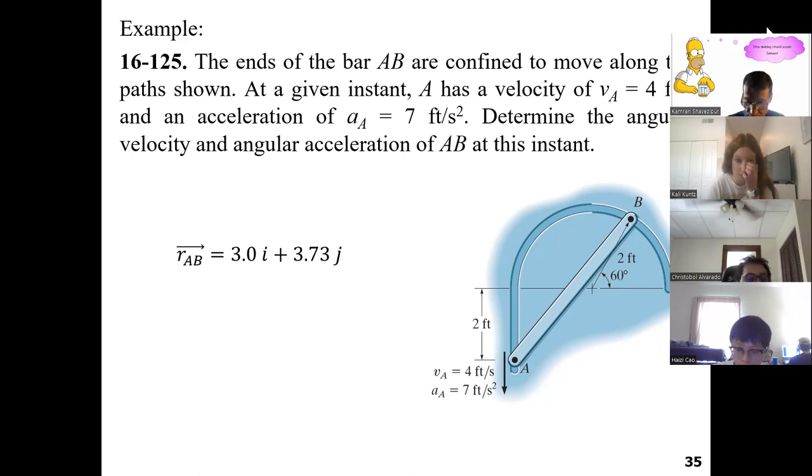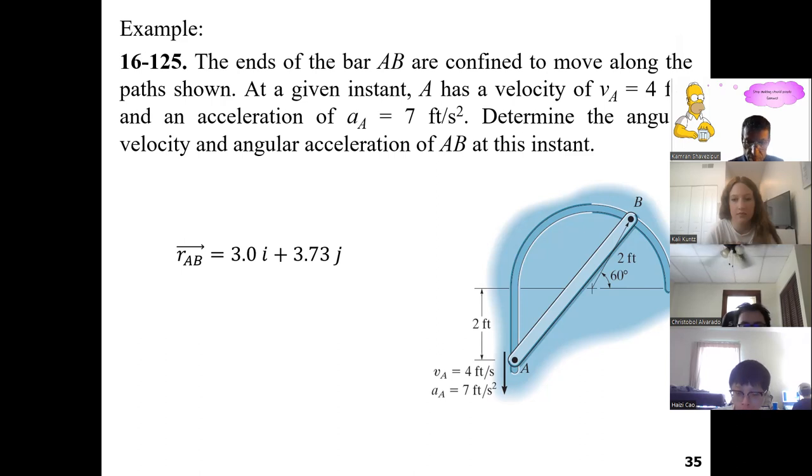So A goes down with a speed of 4 feet per second and acceleration of 7 feet per square second. We are looking for the angular velocity and angular acceleration of link AB. I think all the dimensions are given. So R, the radius of that half circle, is 2 feet. The location of A below this center line, if you call it H, is also 2 feet at this moment, obviously. See how we do this.